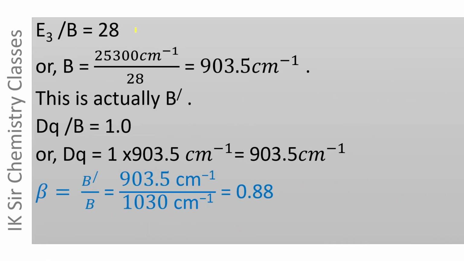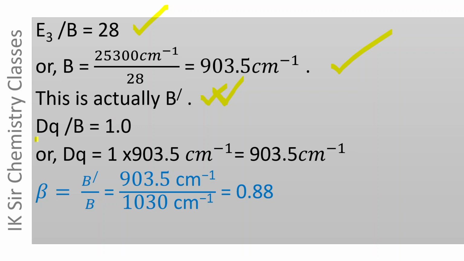E3 by B is equal to 28. Therefore, B will be equal to E3 by 28, 25,300 centimeter inverse divided by 28, and it is 903.5 centimeter inverse. It is actually B dash, inter-electronic repulsion parameter of metal ion in the complex compound.